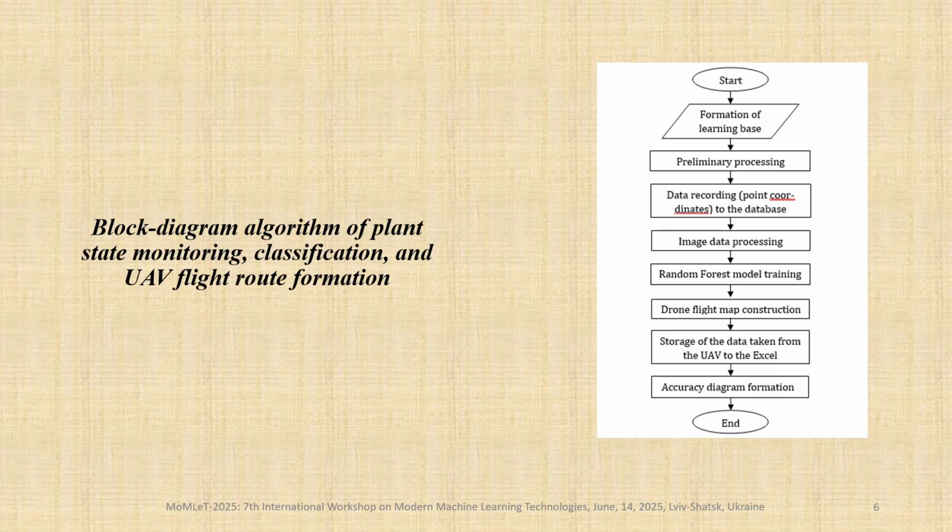Then comes flight and data collection, where the UAV is used to capture field images and coordinate data. In image processing, raw images from the UAV are transformed into vectors for machine learning, followed by model training, condition mapping, data export, and accuracy evaluation. These algorithms allow for scalable, cost-effective, and timely plant health assessment, making them valuable tools for precision agriculture and rapid decision making in the field.